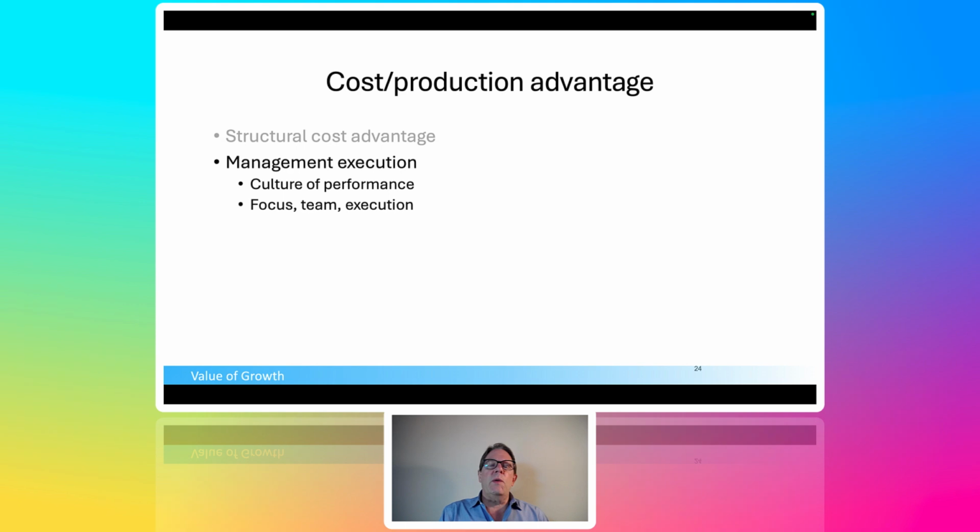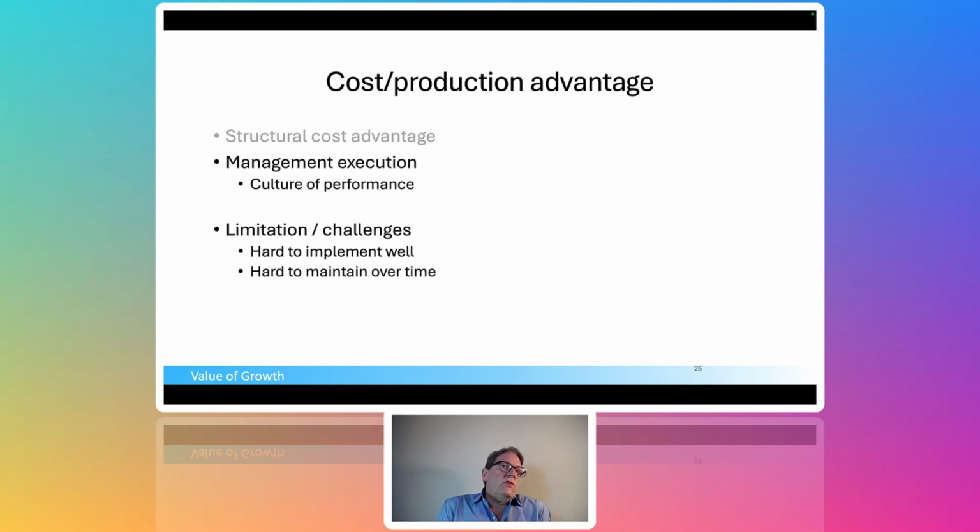All right, so management execution. I want to talk a little bit about this. As I mentioned before, culture of performance, culture of execution. It does exist. Very hard to maintain, but you've got to get the team focused on that all the time. And the real limitations, challenges of execution are it's hard to implement well. We know this for sure. Getting people to do what you want them to do is not easy. That's a real management challenge. And it's very hard to maintain over time, particularly as you grow because you have to recruit new people that have that same culture of execution. So hard to maintain over time and hard to certainly replicate as you grow and add more people to it.